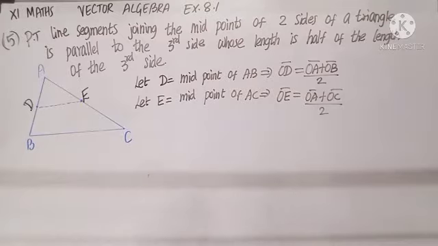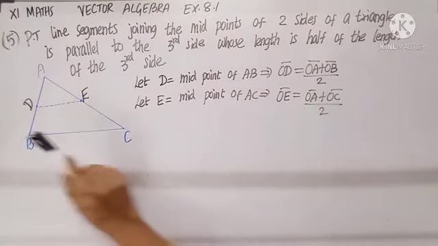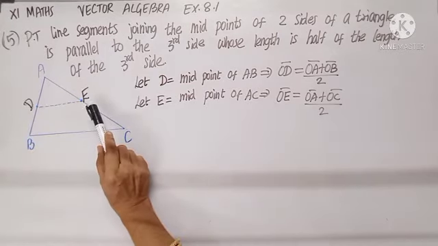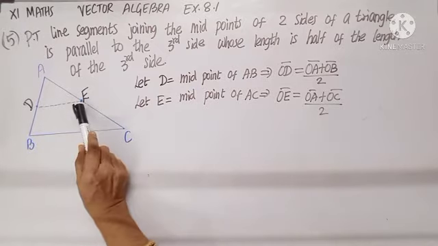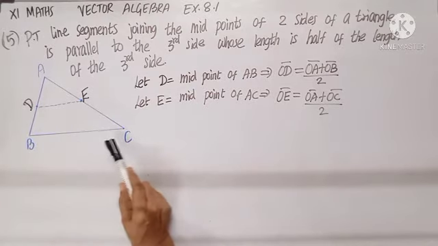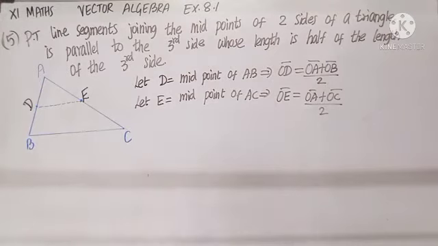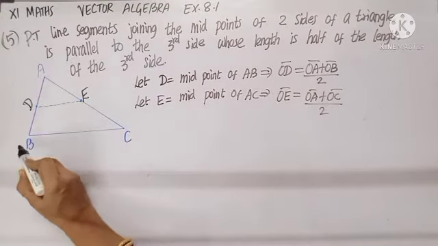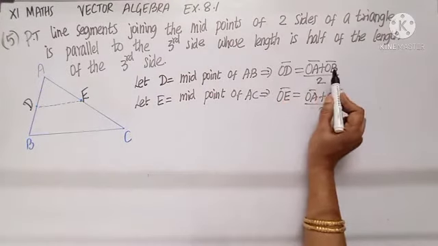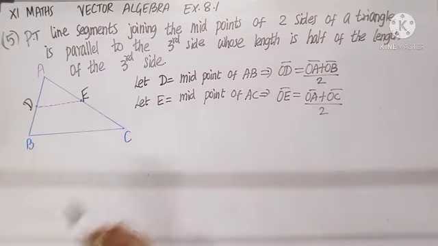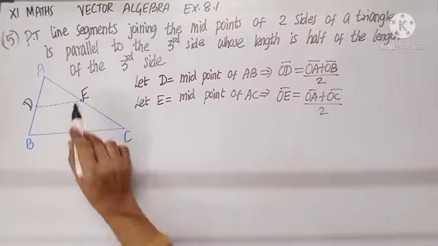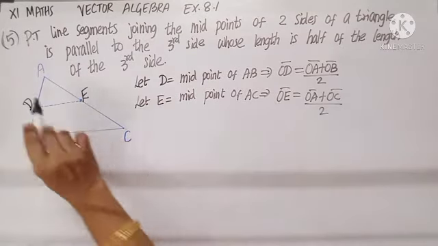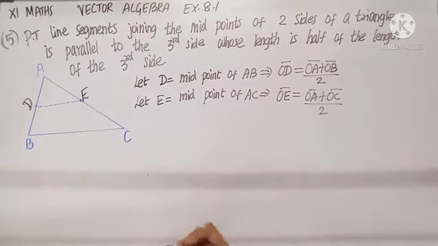Question number 5. Prove that the line segment joining the midpoints of two sides of a triangle is parallel to the third side and its length is half of the length of the third side. Let us consider D to be the midpoint of AB, so OD is OA plus OB by 2. And E to be the midpoint of AC, so the position vector of E is OA plus OC by 2.